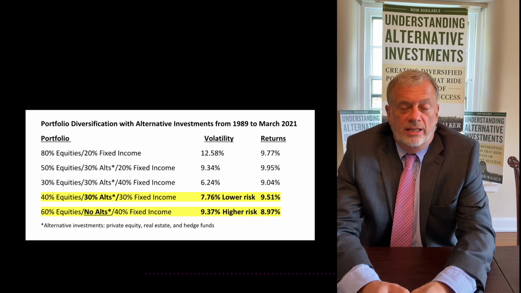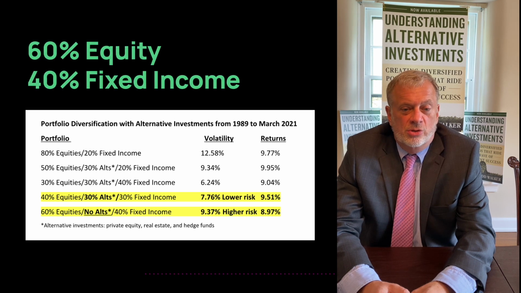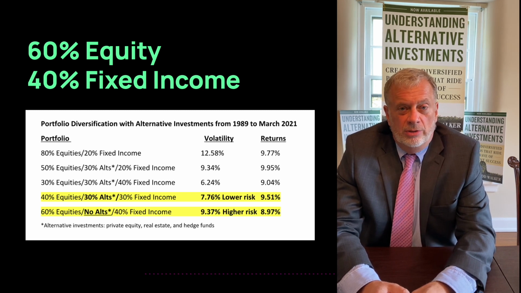If we take a look at the old 60-40, 60% equities, 40% fixed income, for example, the volatility on that is high. 60% equities, 40% fixed income, 9.37% volatility. That's higher than we just talked about. Now the annualized returns, well, they're below, 8.97%, having the old 60% equities, 40% fixed income portfolio.